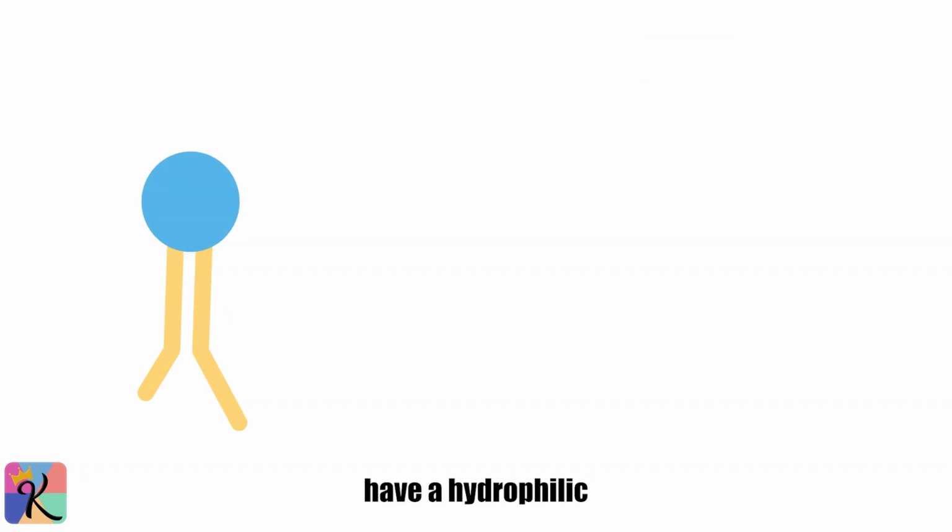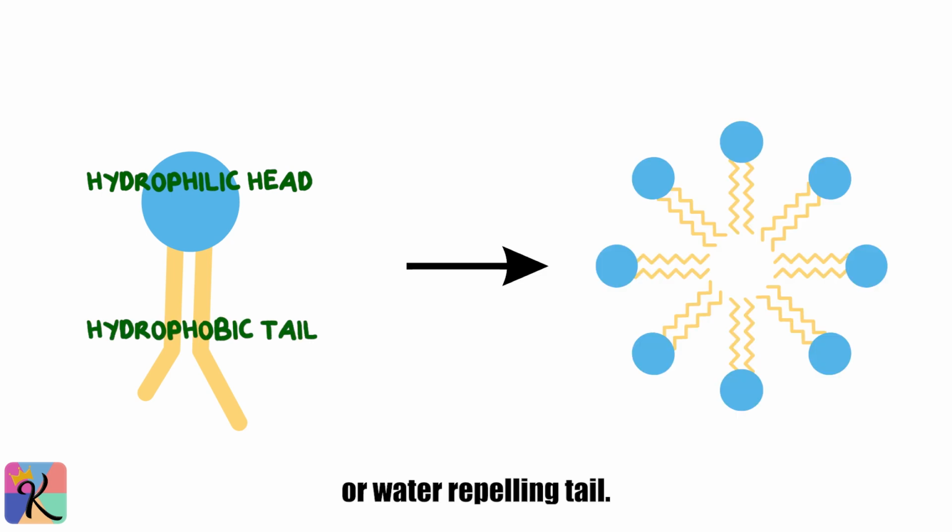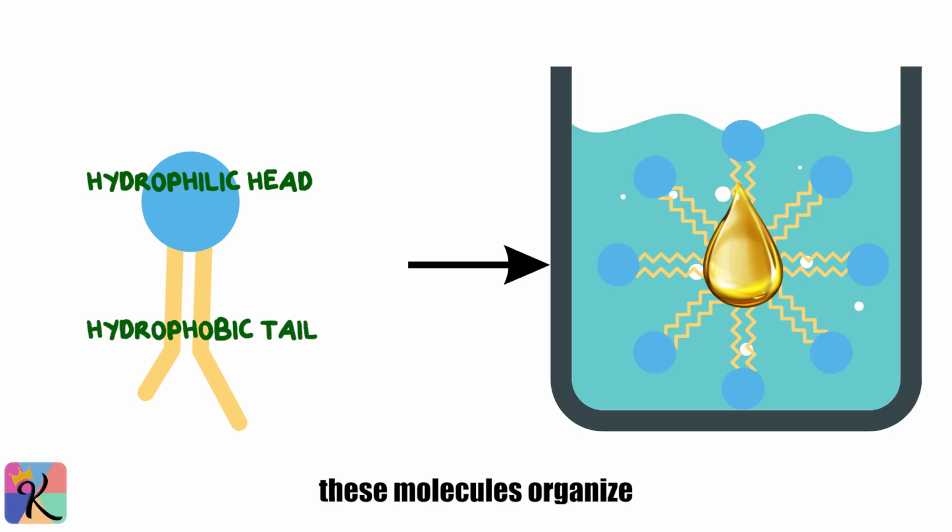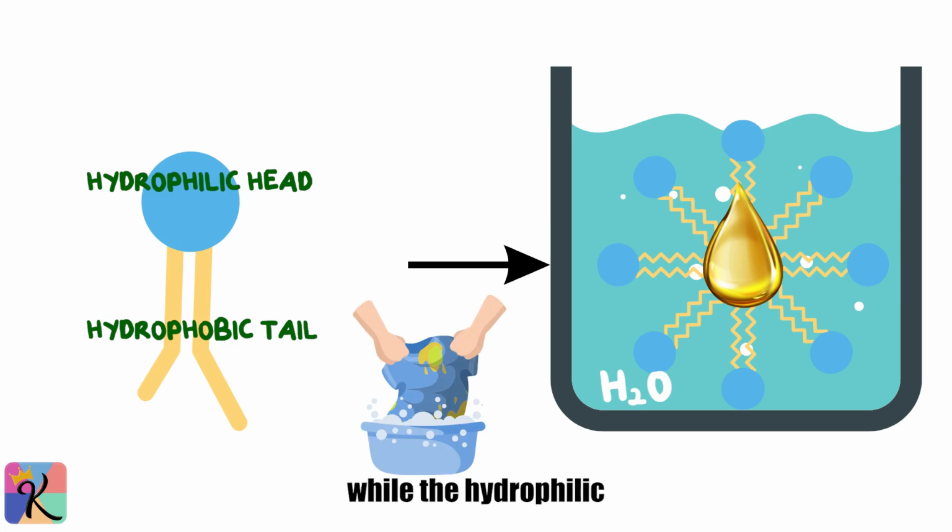Soap molecules have a hydrophilic, or water-attracting, head and a hydrophobic, or water-repelling, tail. When placed in water, these molecules organize into structures called micelles. The hydrophobic tails face inward, trapping nonpolar substances like grease and oil, while the hydrophilic heads face outward, allowing the micelle to be washed away with water. This dual nature of soaps is why they are so effective at cleaning, dissolving both water-soluble and fat-soluble substances.